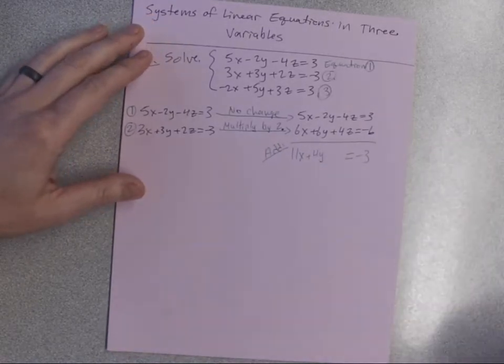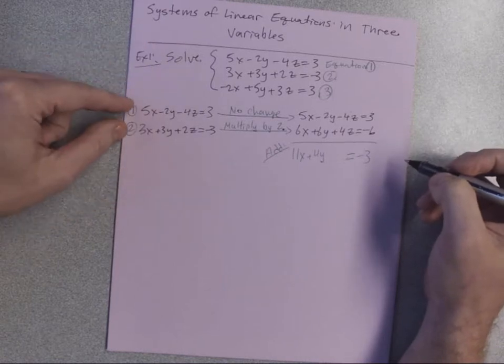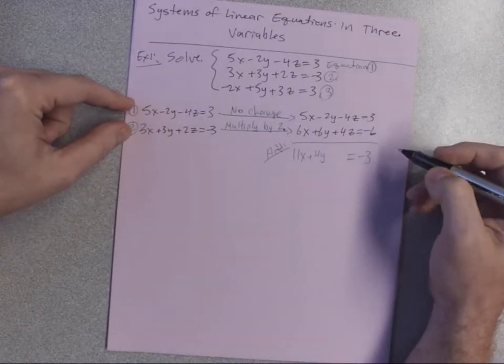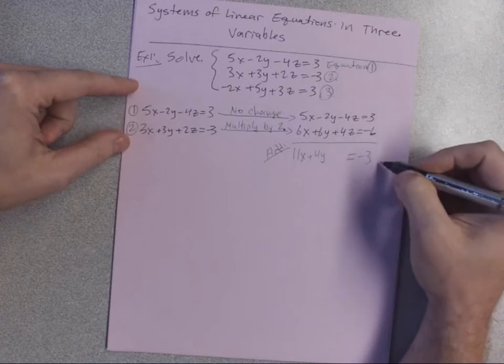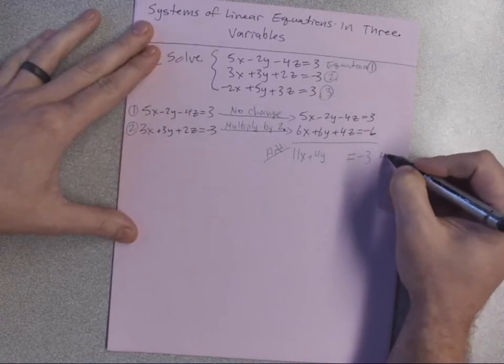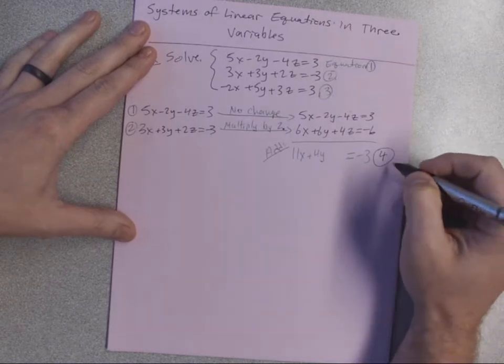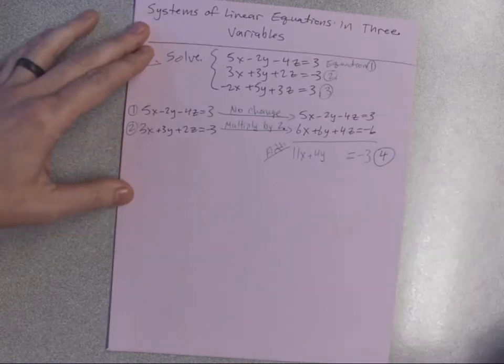All right. So using equation 1 and 2 and doing the addition method, we eliminated the z variable, and this gave us a new equation, and we'll call that equation 4. All right. Equation 4 is going to come back to play here in a minute.